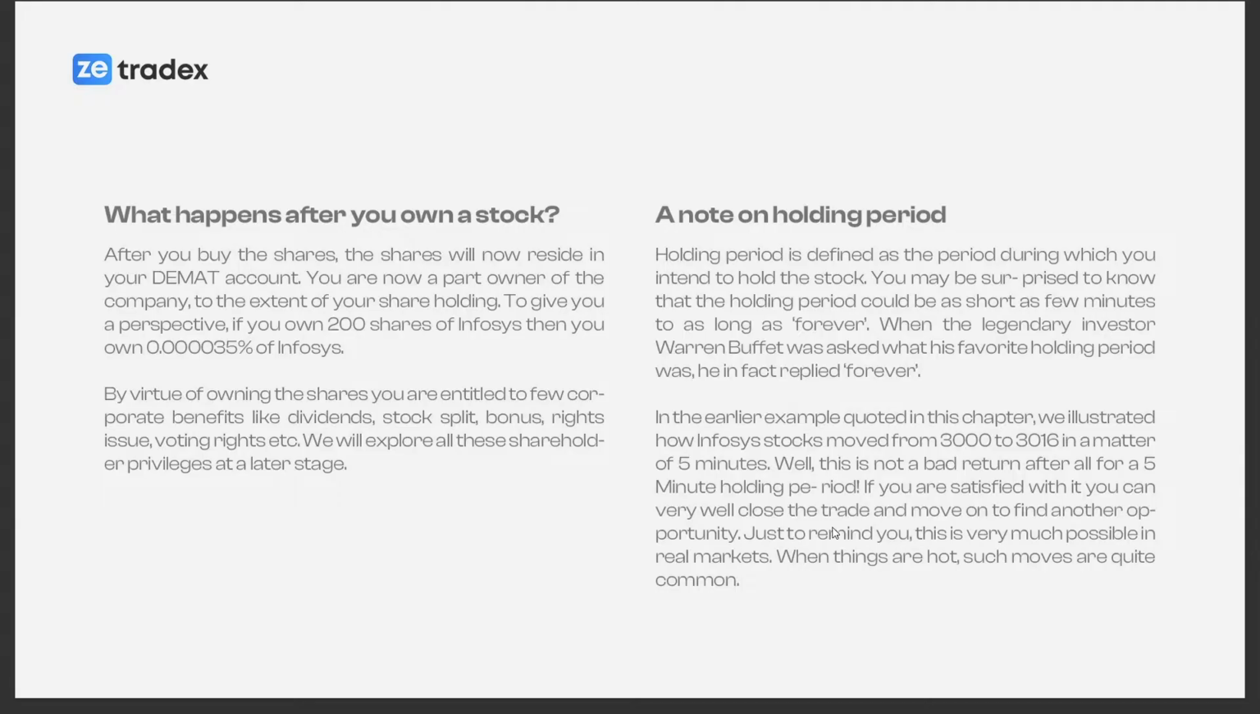Now, in the earlier example quoted in this chapter, we illustrated how InfoSystem stock moved from 3,000 to 3,000 in a matter of just 5 minutes. But well, this is not a bad return after all for a 5 minute holding period. If you're satisfied with it, you can very well close the trade and move on to finding another opportunity. Just to remind you, this is very much possible in real markets. When things are hot, such moves are quite common.